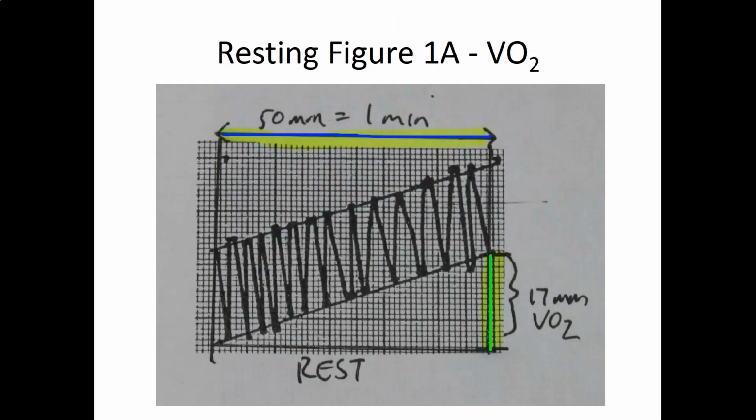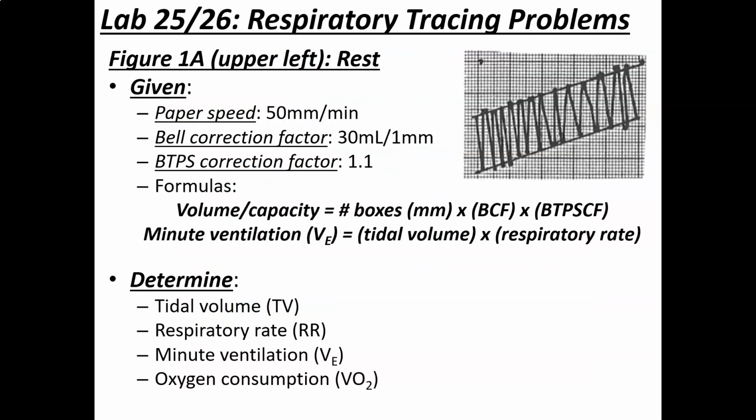All right, now the VO2 is the one that kind of throws students off. This is one of the more difficult ones to measure. And in order to measure it, you again have to understand how it works. What we're going to measure is basically the slope of the line. And remember, the slope of the line is dictated by how much gas is removed from our system, our body, the bell, the hoses, and everything combined.